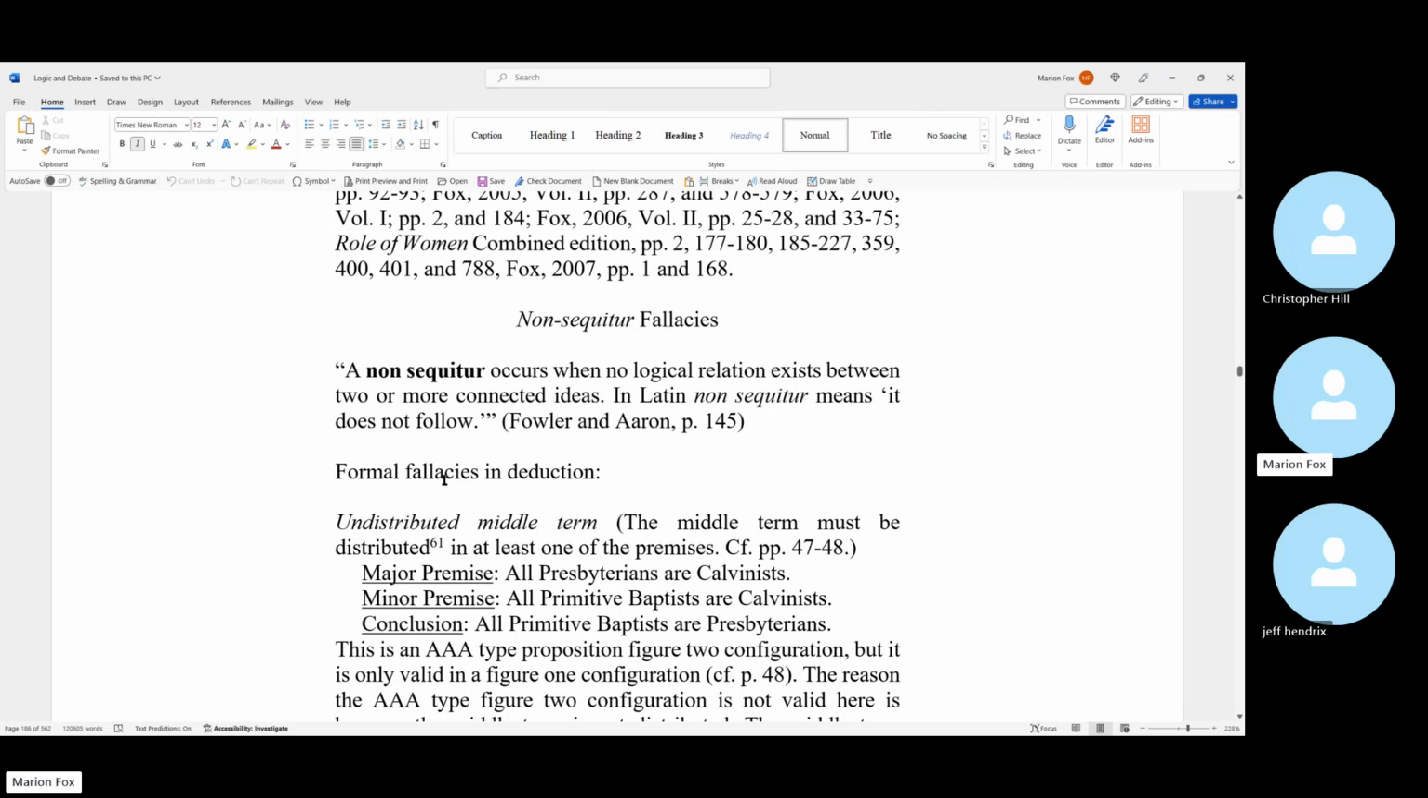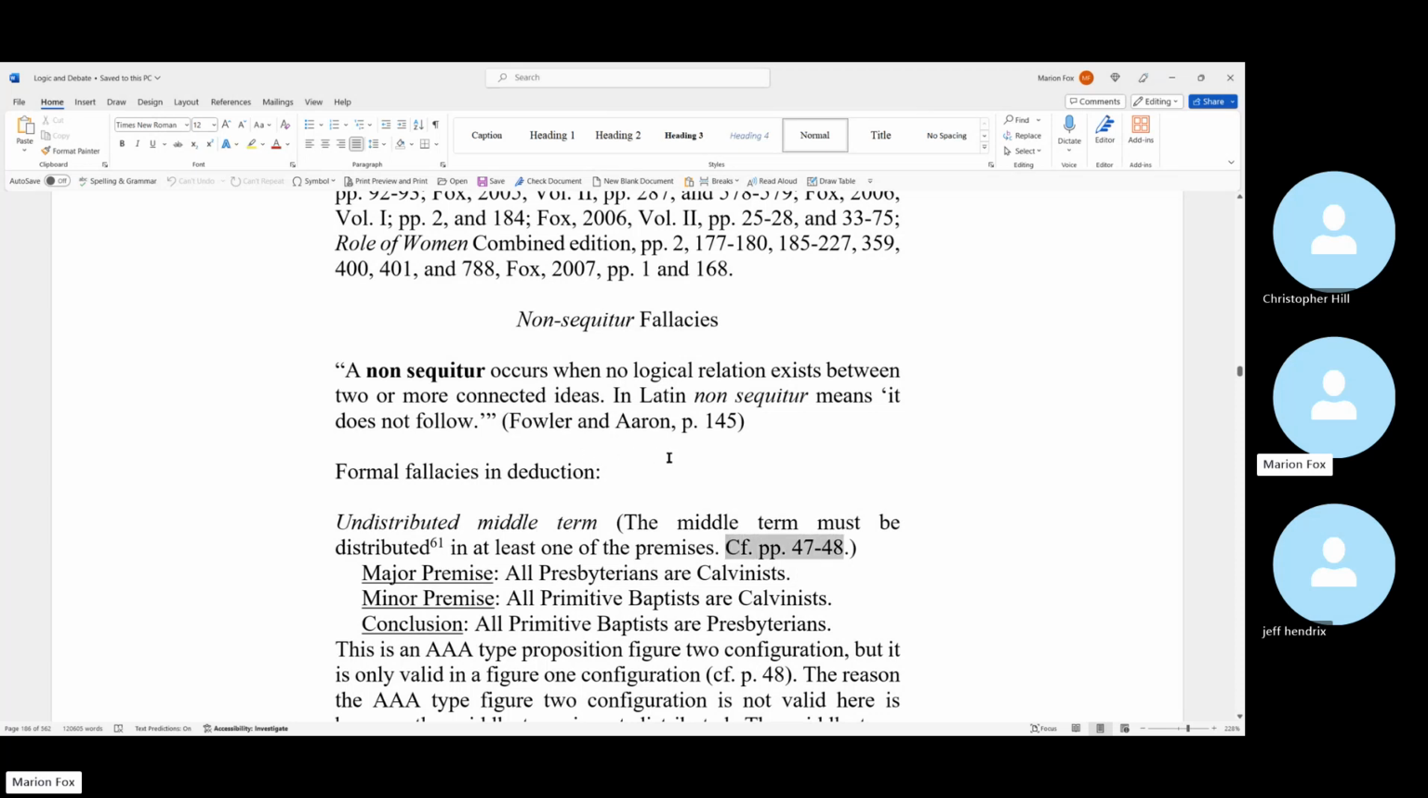Now, here's an instance where the middle term is not distributed. What's the middle term? It's that term that is in both the major and minor premise, but not in the conclusion. So that would be Calvinist and Calvinist. There's your middle term, but it's not distributed. We'll see this in just a moment. We'll go back. Now, I put this in, and I'll send you the updated book. So I have some of this in there.